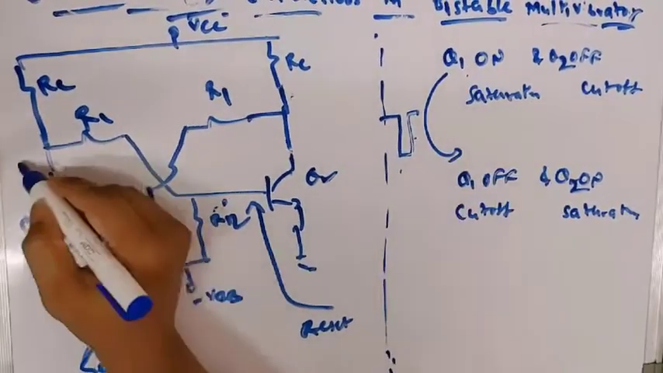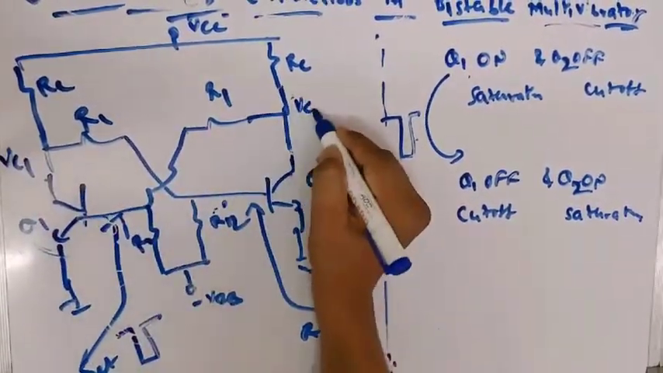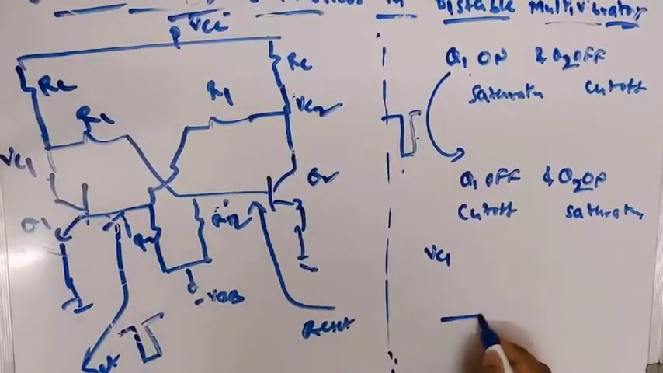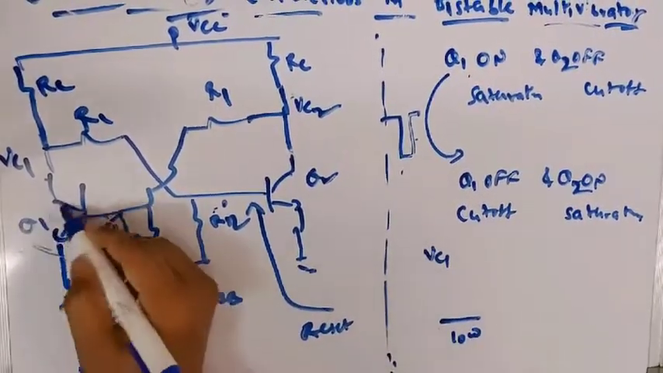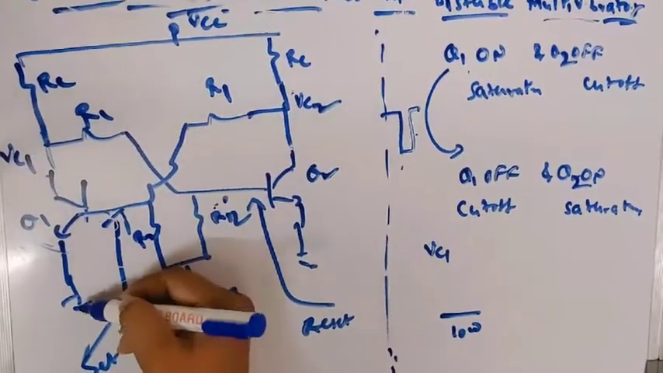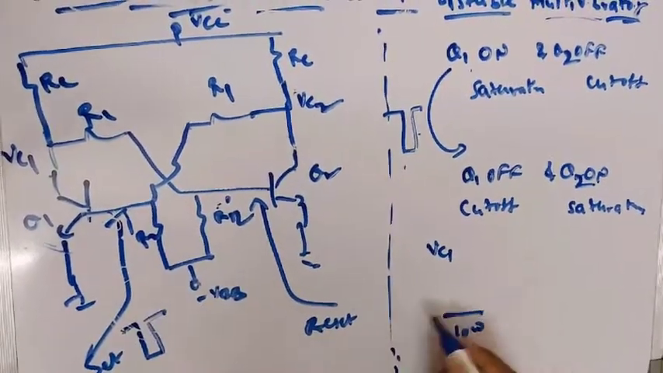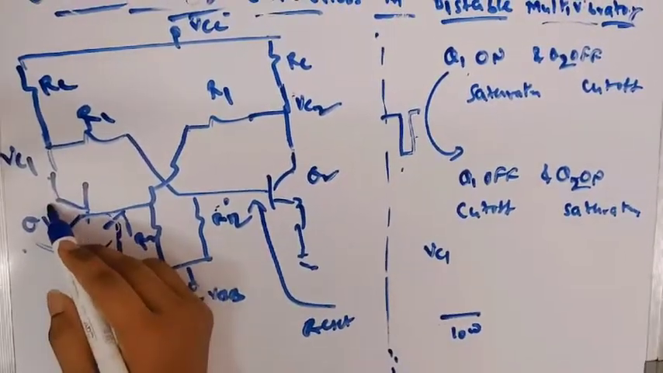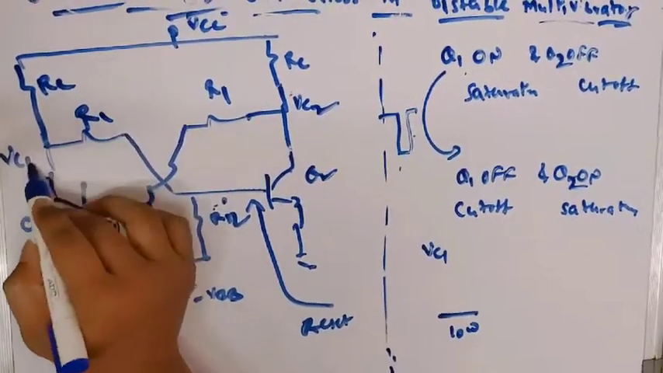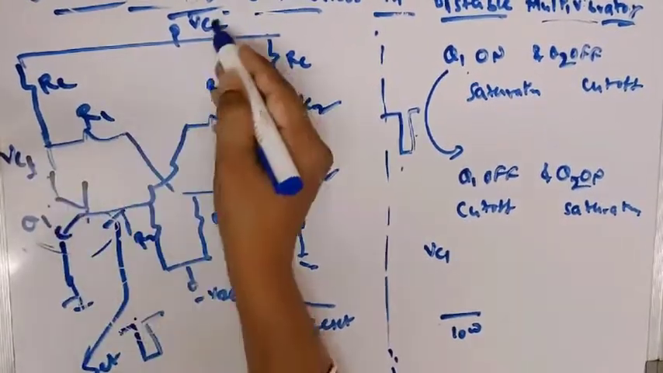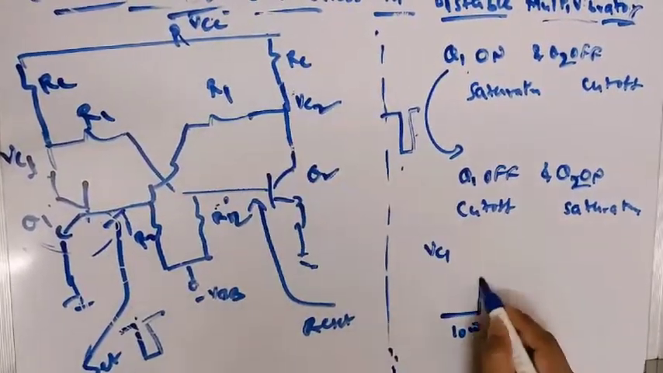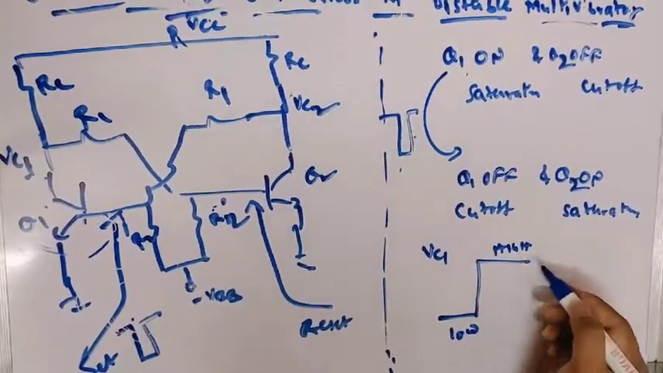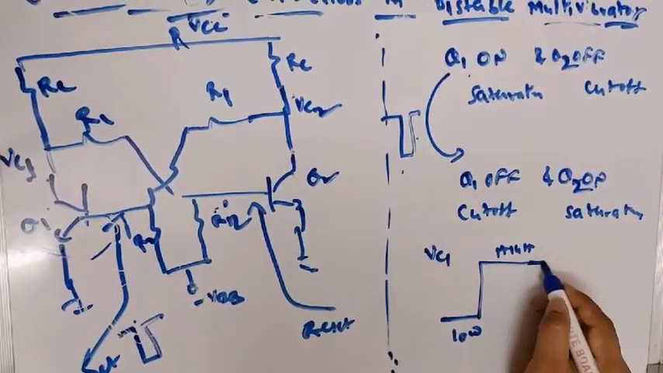For example, the potential at this point is VC1 and here it is VC2. The VC1 potential is initially low because the transistor is on. Transistor is on means it is almost short circuited, so the potential is low. Whenever we apply an external triggering signal, this will enter into the cutoff region, and the potential at this point will rise. It will be maximum, approximately equal to VCC, so it will be a high voltage. Now this transition from low to high should ideally be instantaneous.